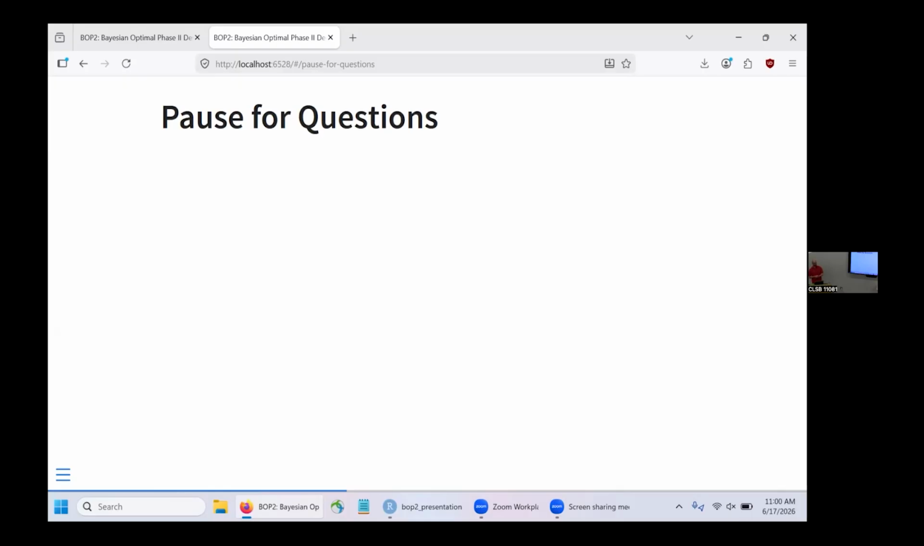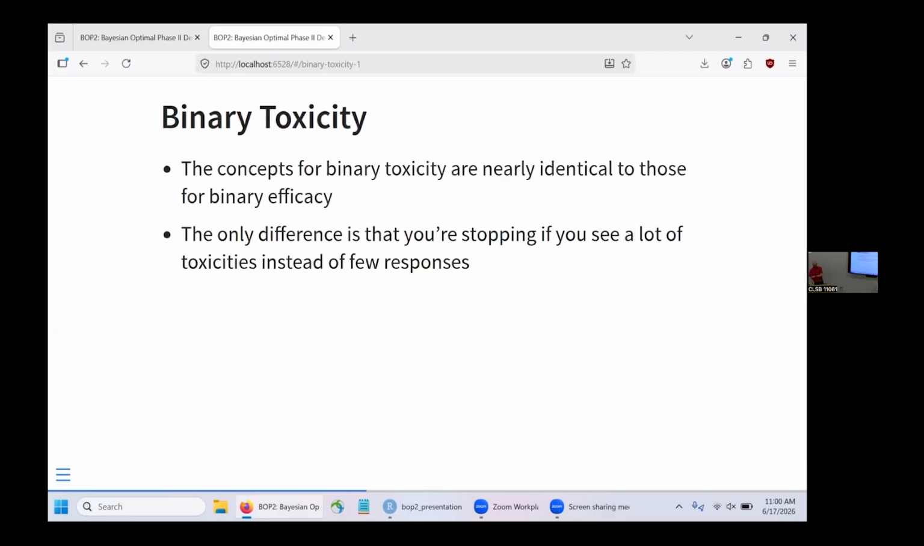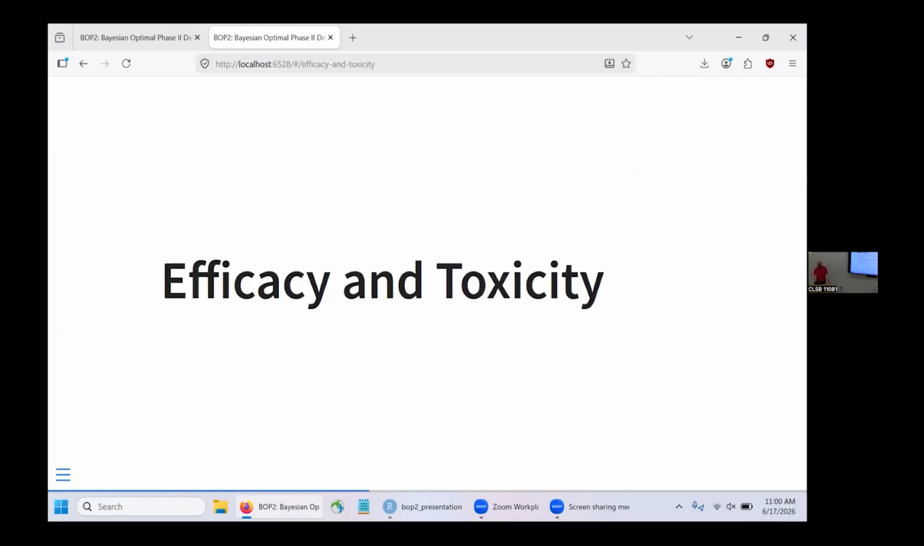All right, it's 11, so I'll resume. The next endpoint is binary toxicity. The concepts for binary toxicity are nearly identical to those for binary efficacy. The difference is that you're stopping now if you see a lot of toxicities instead of few responses. So I think I'm just gonna skip this and move on to the next one, which is simultaneously monitoring efficacy and toxicity.